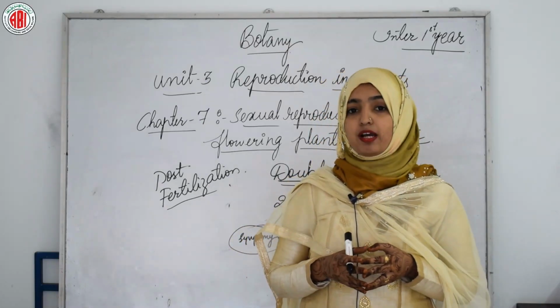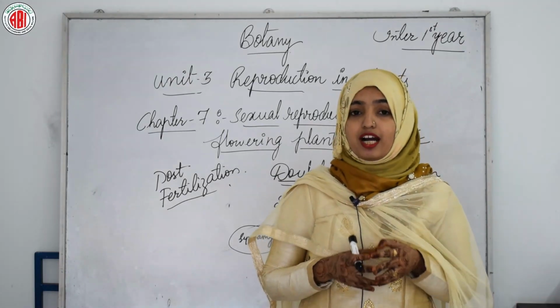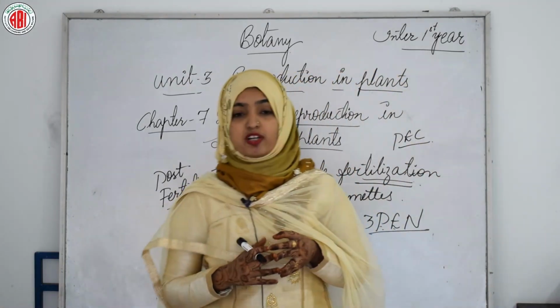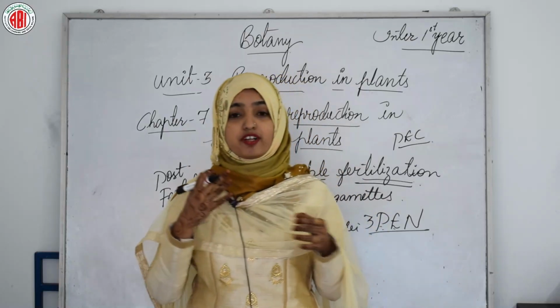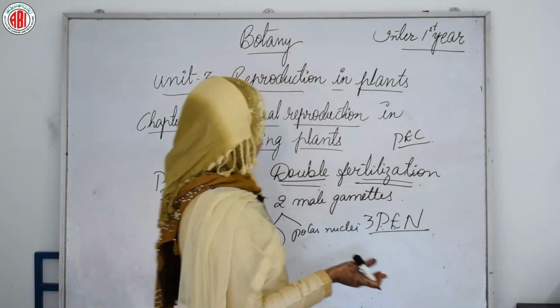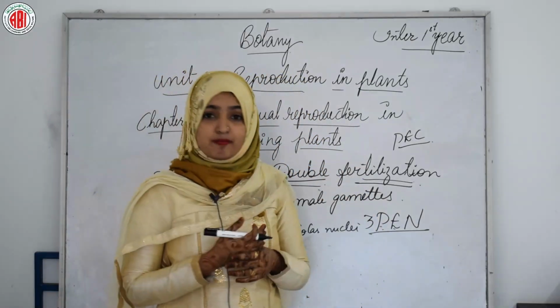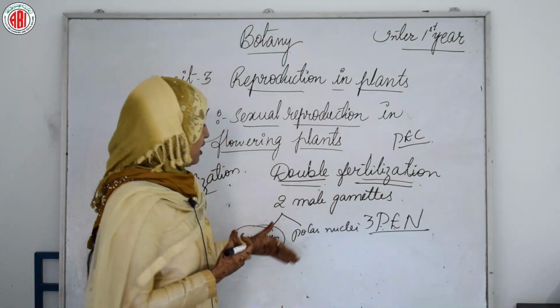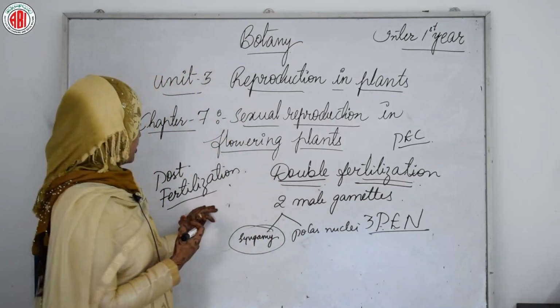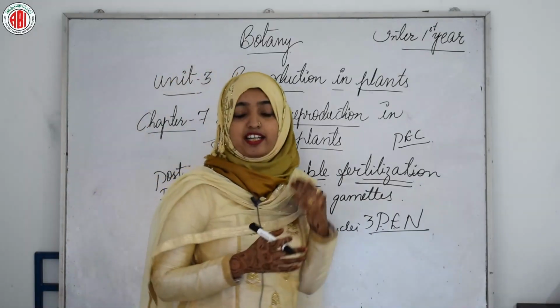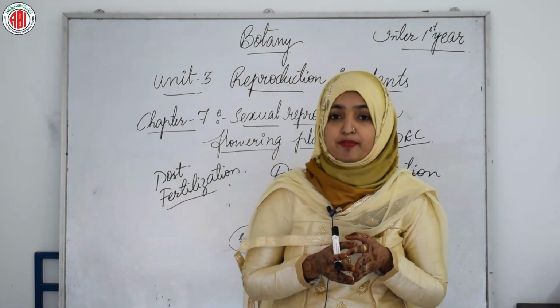So that was all about the development of the embryo, and that was all about our chapter, where we have learned about pollination, the different types of pollination, agents of pollination, artificial hybridization, double fertilization, and post fertilization events, and so on. I hope you all have understood the chapter very well.